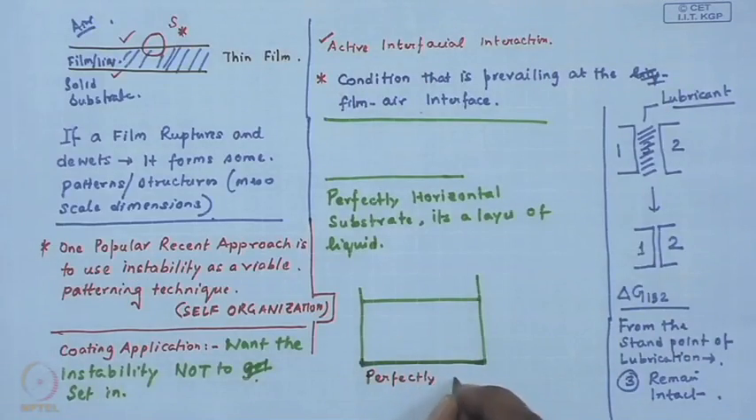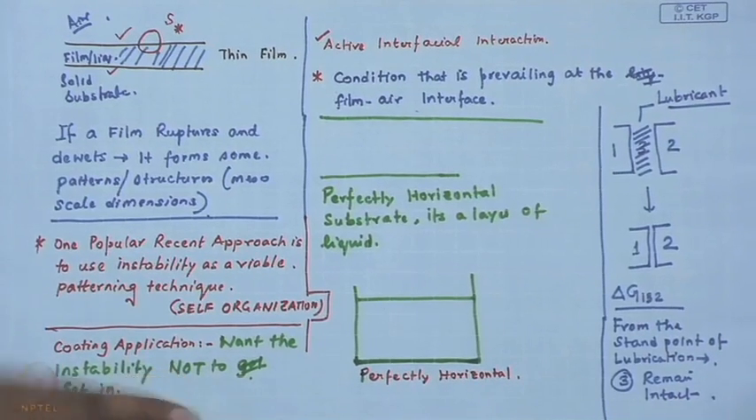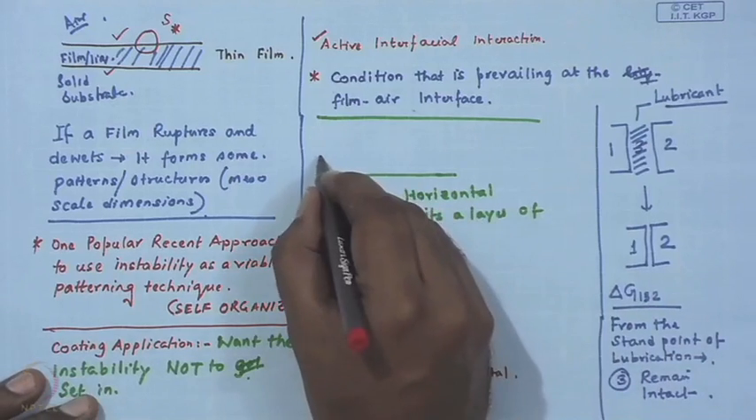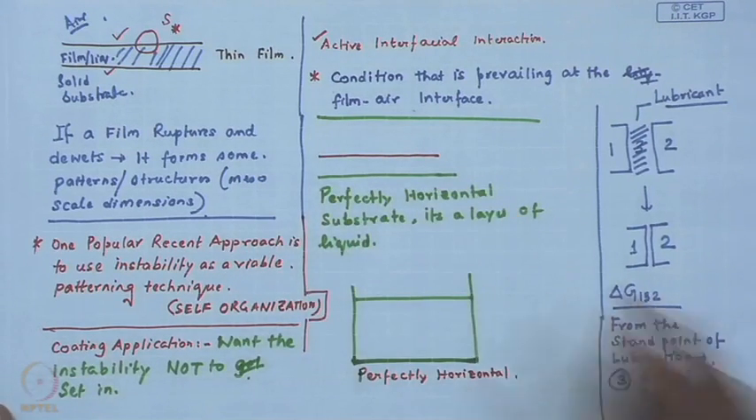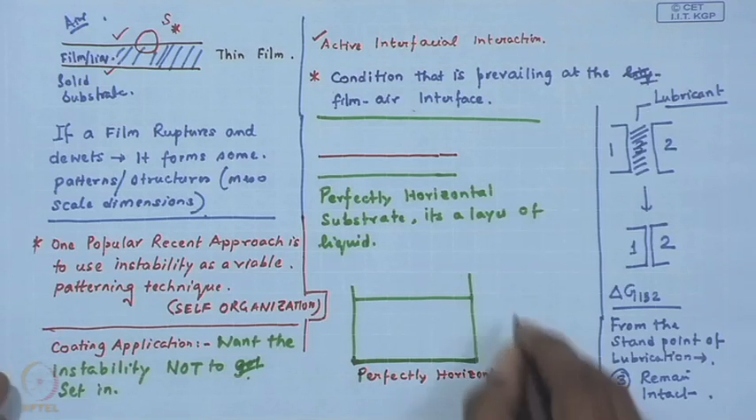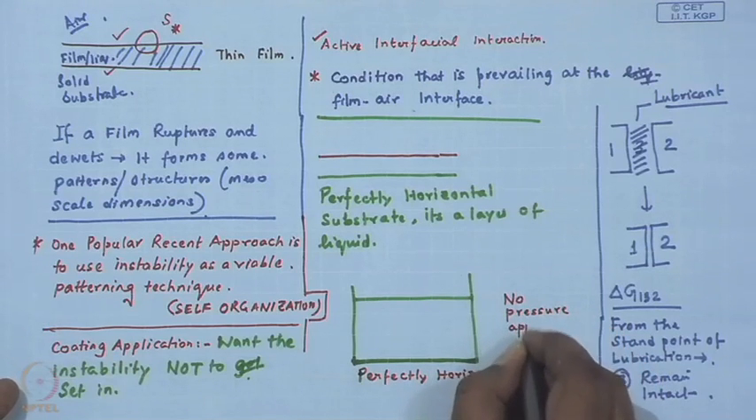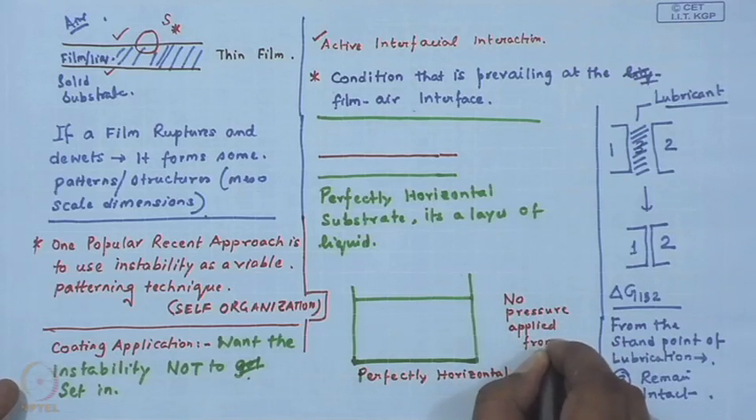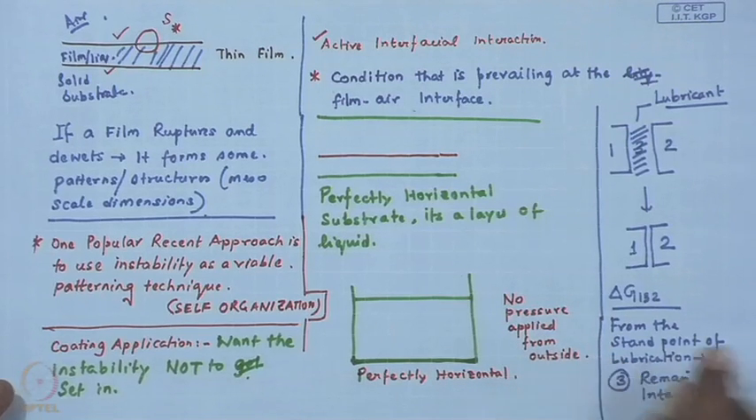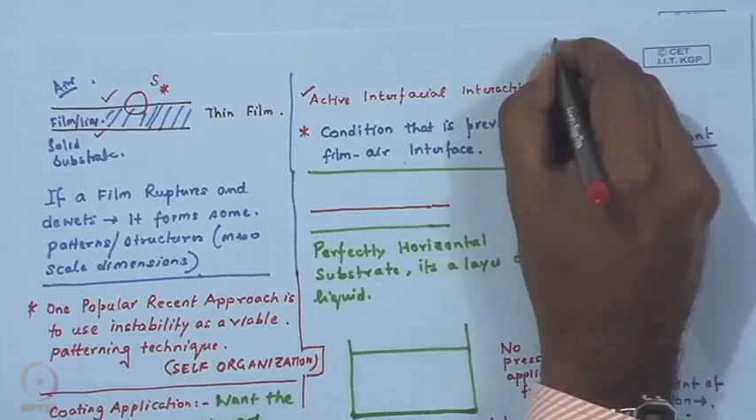Perfectly horizontal. Okay. Now, if the bottom surface, so this can be a thin layer of liquid or a pool of liquid or whatever it is, is horizontal and there is no pressure applied from outside, then it's a perfectly static layer of liquid. Let me draw it once again.